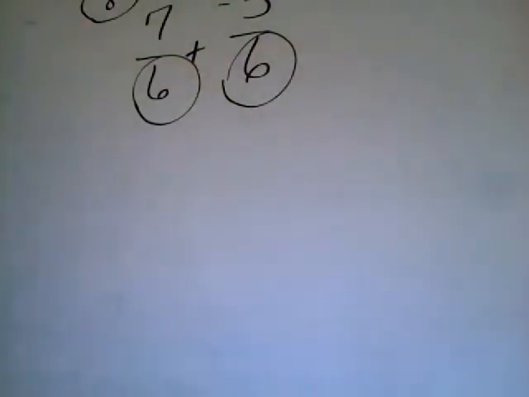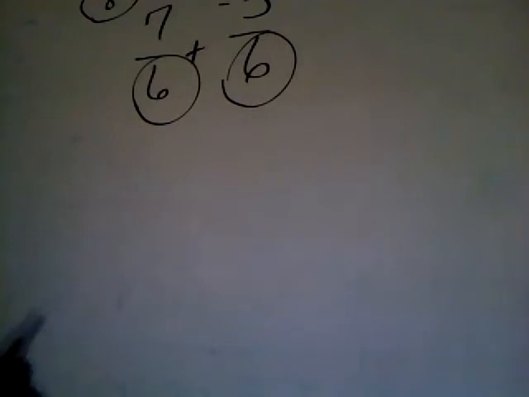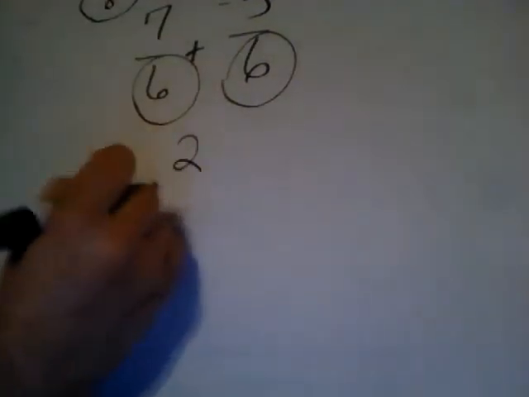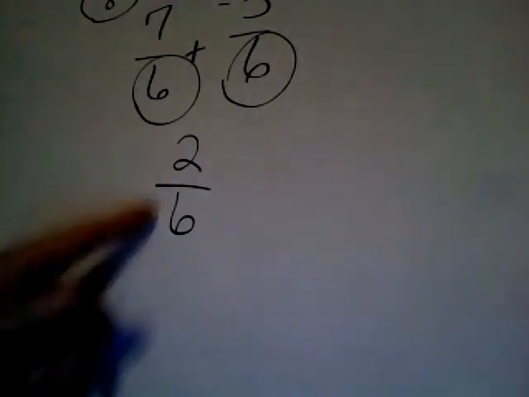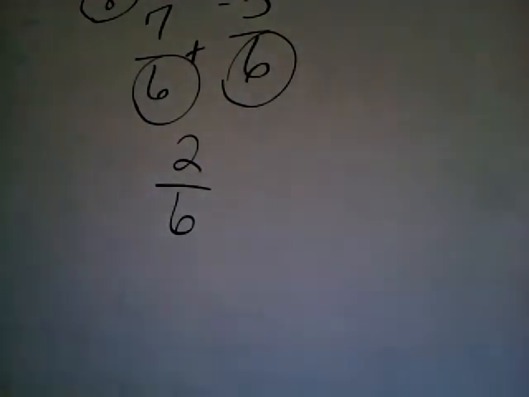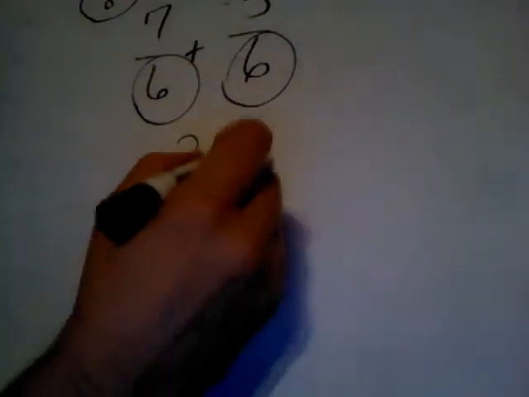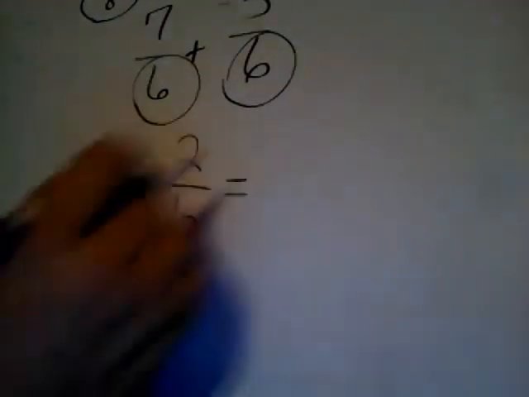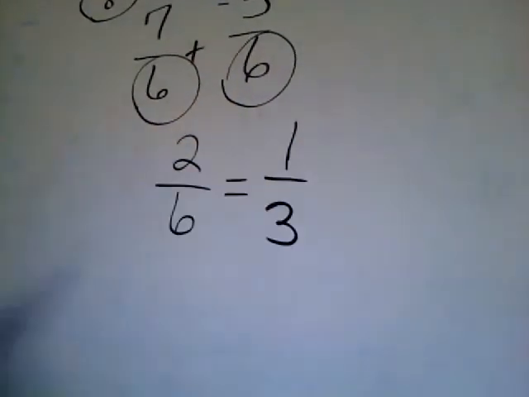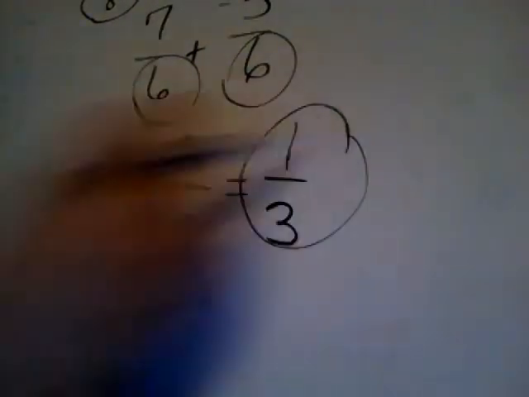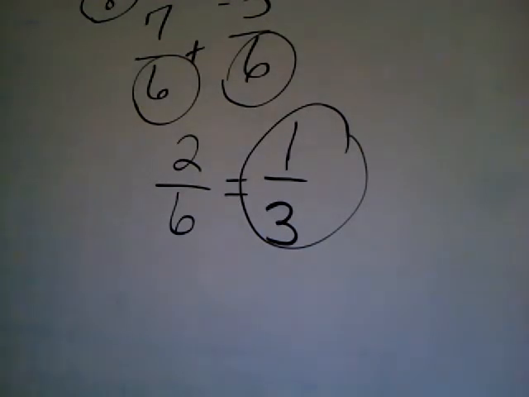The bottom numbers, or the denominators, are the same, so we can go ahead and follow our order of operations. So 7 minus 5 would be 2 over 6. Then the question always with fractions is, can I leave it like this? No. What can I get out of a 2 and a 6? A 2. How many 2's can you get out of 2? 1. How many 2's can you get out of 6? 3. So my ultimate answer is 1/3. Okay?